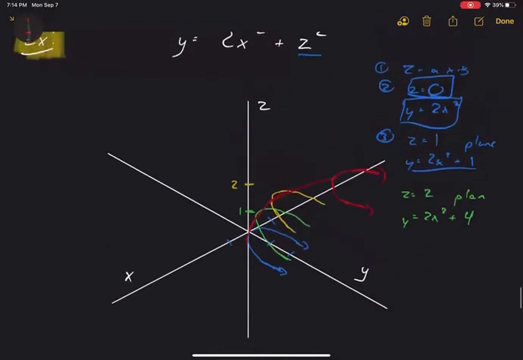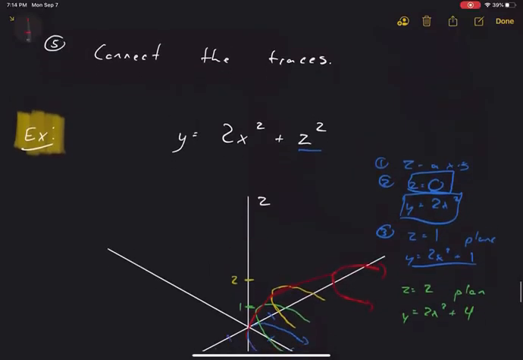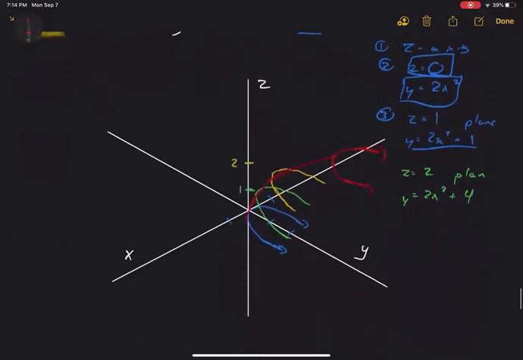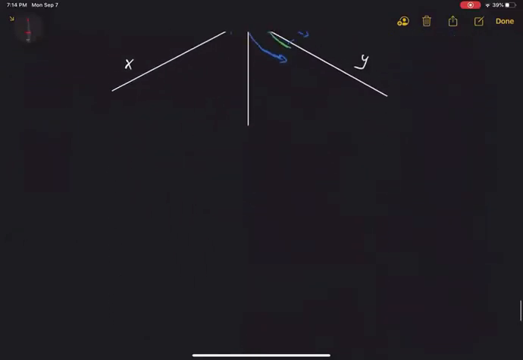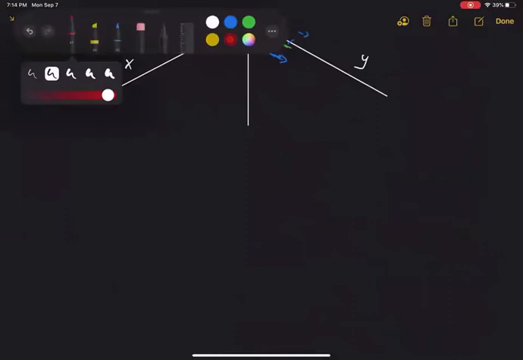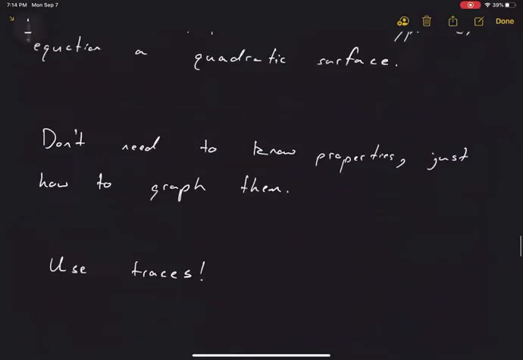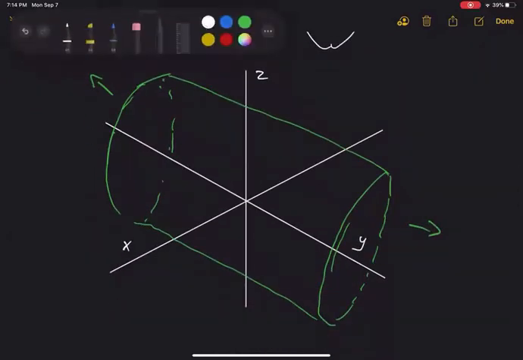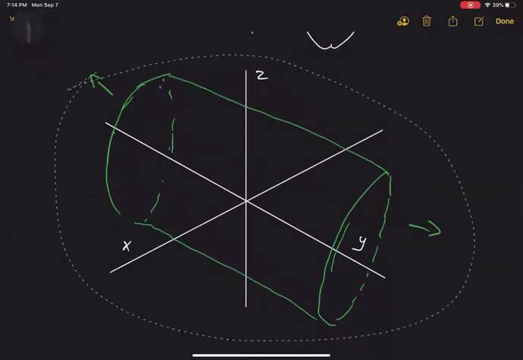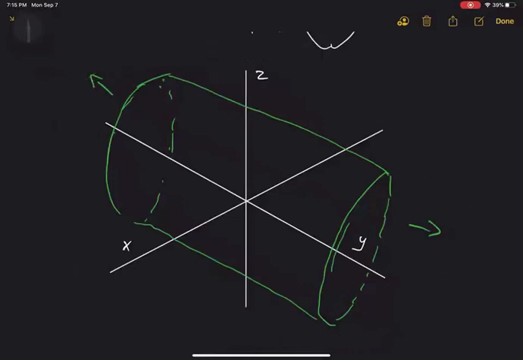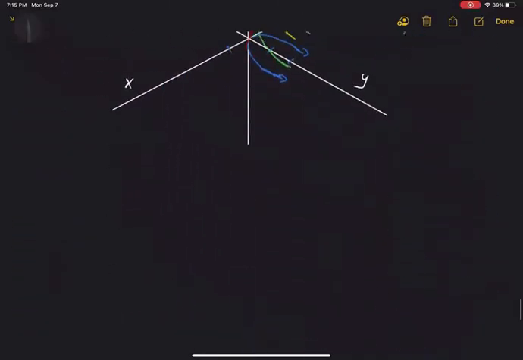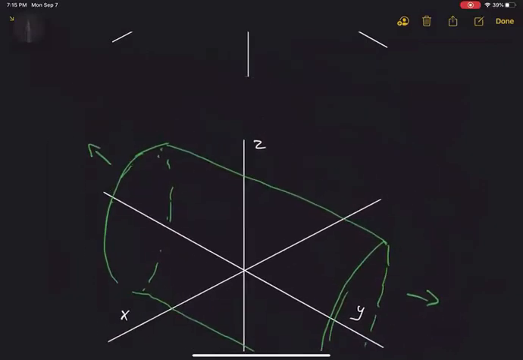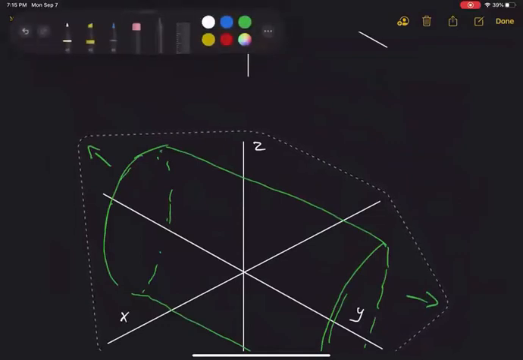All right, so we've done that. Now what's step 4? We need to repeat the same process for the other axes. So now let's repeat the same process moving along another axis. Let's move along the y-axis. How about that?